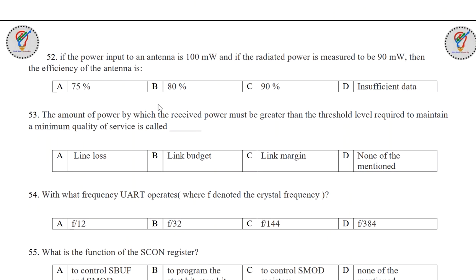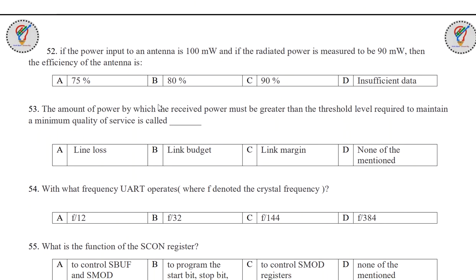Next one, now here, if the power output to an antenna is 100 milliwatts and the radiated power is measured to be 90 milliwatts, then what is the efficiency of the antenna? The antenna efficiency is defined as the ratio of the radiated power to the input power to the antenna.